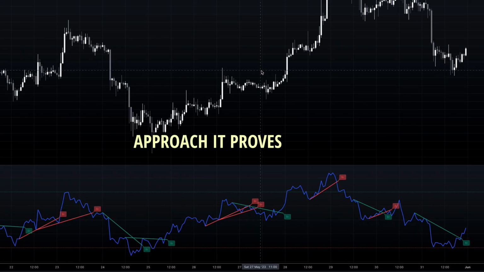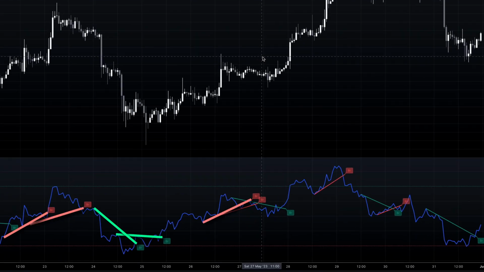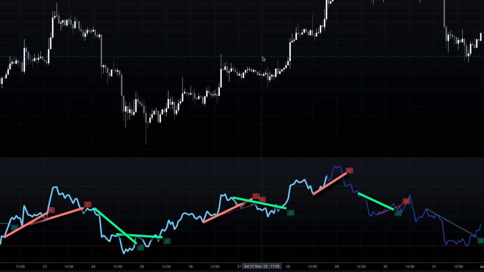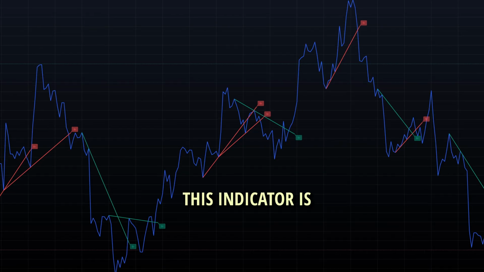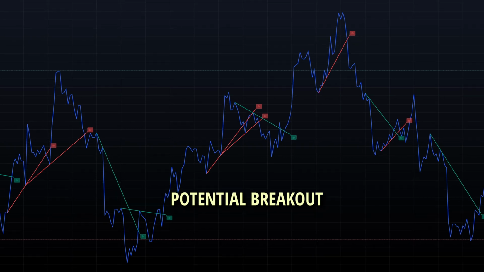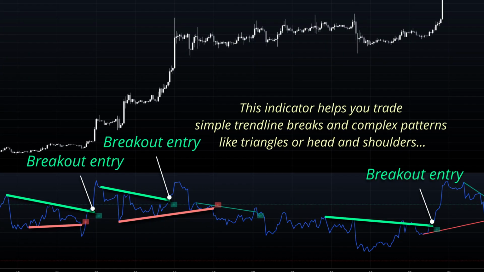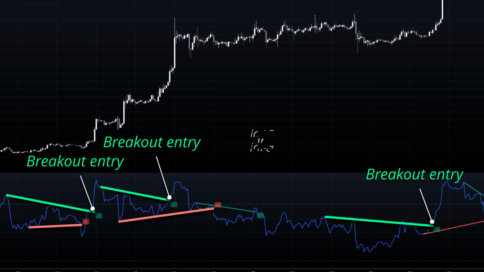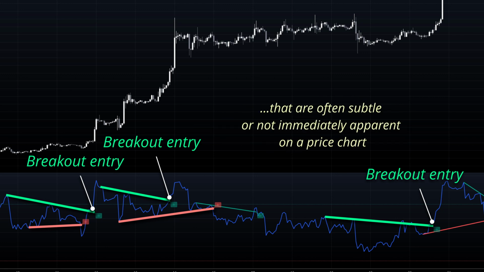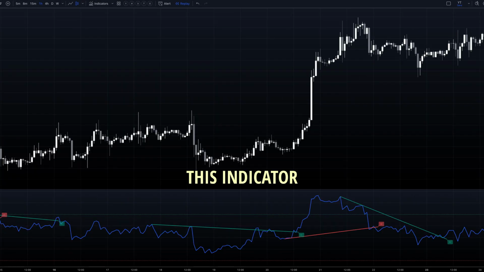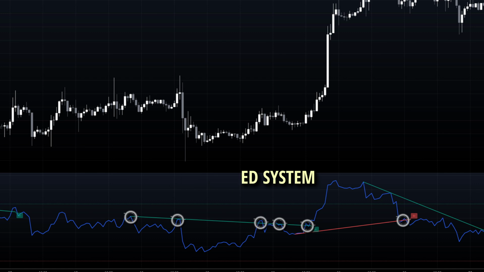Despite its unconventional approach, it proves highly effective in identifying valid trendline breaks, confirmed by the RSI. This indicator is designed to help traders identify potential breakout points, using pivot-based trend lines on the relative strength index, similar to the way trend lines are used on price charts. Applying them to the RSI can provide valuable insights into market direction and momentum. This indicator operates using a pivot-based system that identifies swing highs and lows on the RSI in real time. It then generates trend lines based on these pivots.